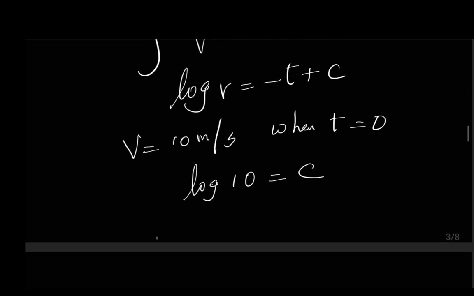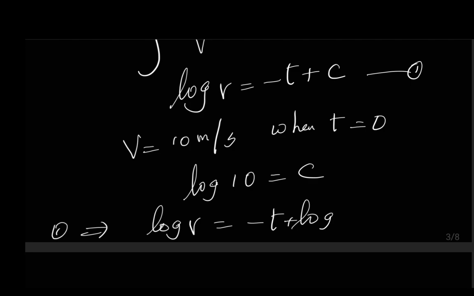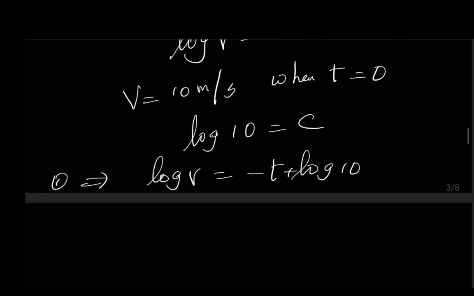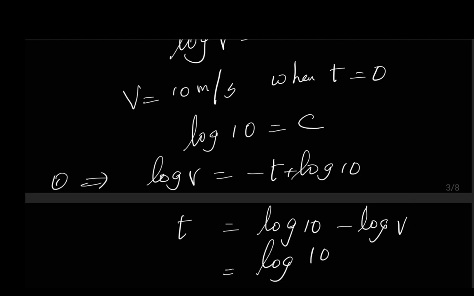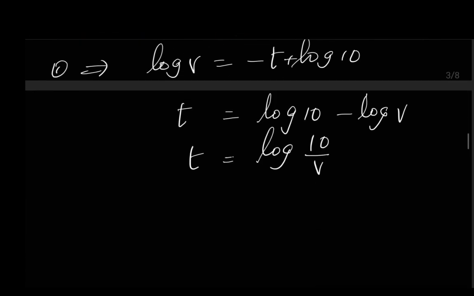So our equation becomes, let me take this as the first equation: log v is equal to minus t plus log 10. Here bring this minus t to the left side, positive. Log 10 is already on the right side. Take this v to the other side, minus log v. So this can be replaced as log of 10 by v. So t is equal to log of 10 by v.